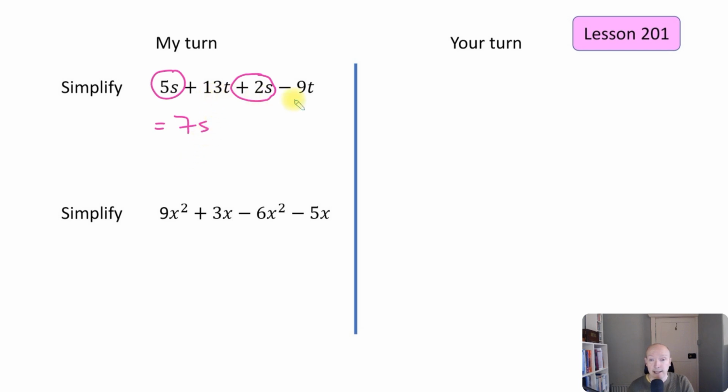And then we've got 13t take 9t. Well, 13 take 9 is 4. That's positive 4. Why? Because 13 take 9 isn't minus. 13 take 9 is positive, so positive 4. And then don't forget the t.